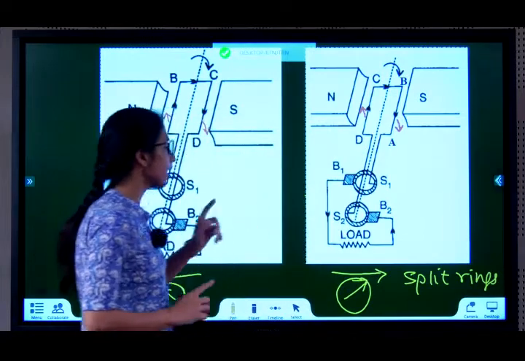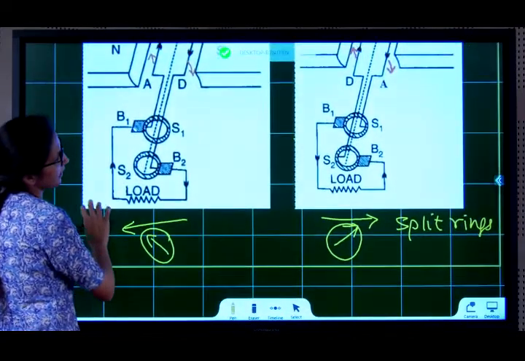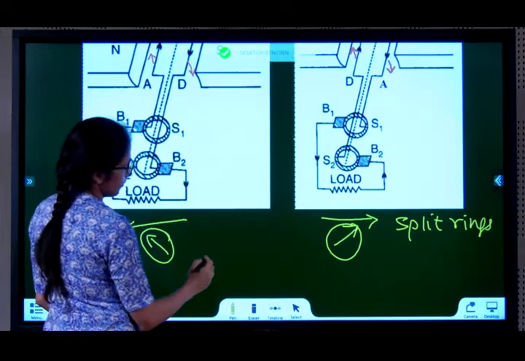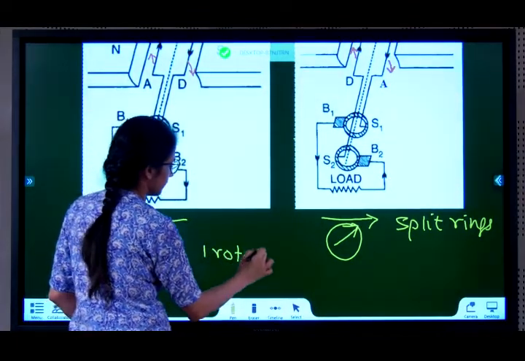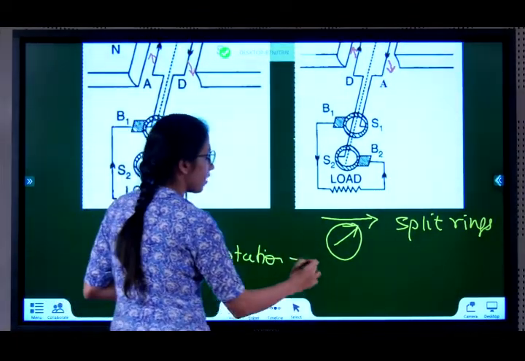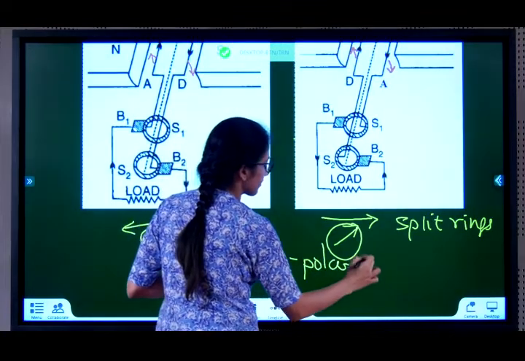Now, the other thing that you have to understand is, in one rotation, polarity changes twice.